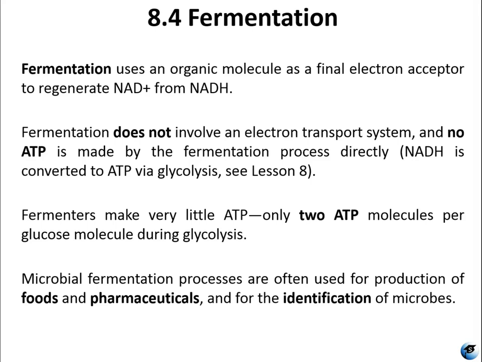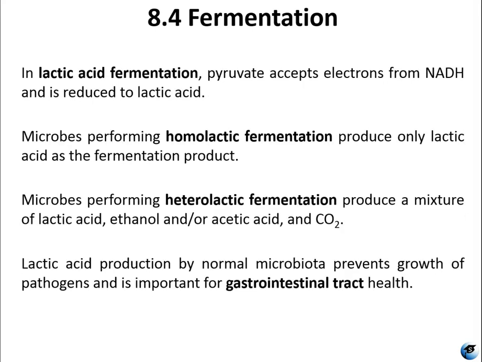Microbial fermentation is often used to produce food like sauerkraut, sour cream, lots of different things. They use it in production of pharmaceuticals, and also, and we're going to see this in lab, it is used in processes of identifying unknown microorganisms. In lactic acid fermentation, the pyruvate accepts electrons from NADH, and then that produces lactic acid. Homolactic fermentation produces only lactic acid as the fermentation product. Heterolactic fermentation can produce lactic acid, ethanol, acetic acid, and carbon dioxide gas as well.